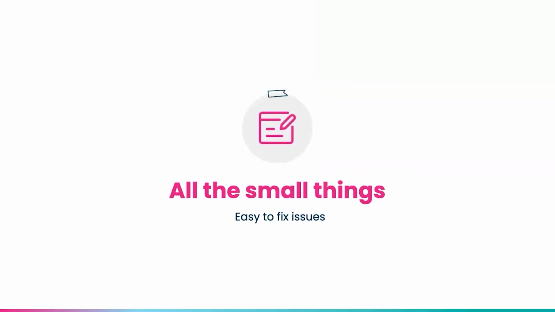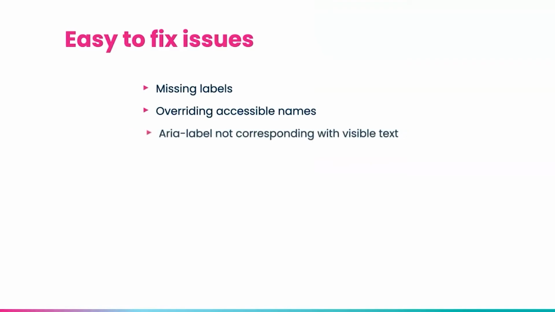So first up, there's quite a few small issues, a lot of easy to fix basics, little oversights that are quick fixes. So things like missing labels, overriding accessible names with ARIA label, the ARIA label not corresponding with the actual visible text, and duplicate IDs. So, these are pretty basic little errors and oversights that kind of slip through.